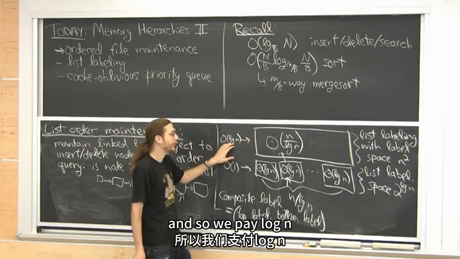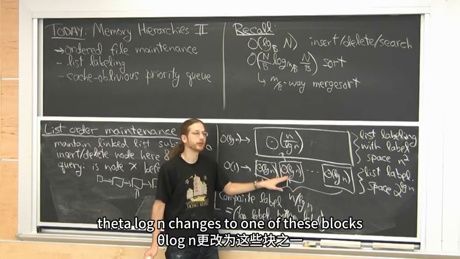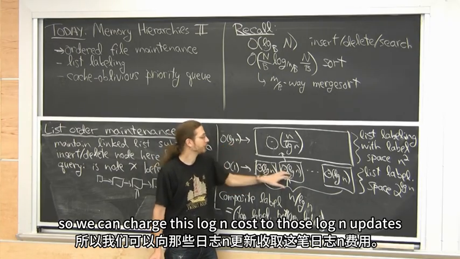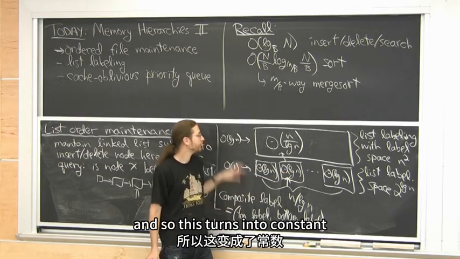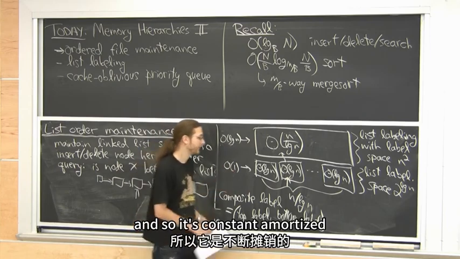Each of those triggers a constant number of operations up here. And so we pay log n, but we only pay it when we've made theta log n changes to one of these blocks. So we can charge this log n cost to those log n updates. And so this turns into constant. This down here is always constant. And so it's constant amortized.